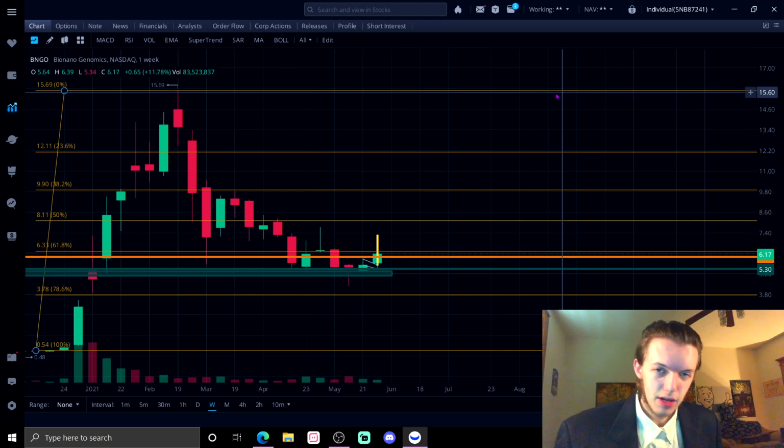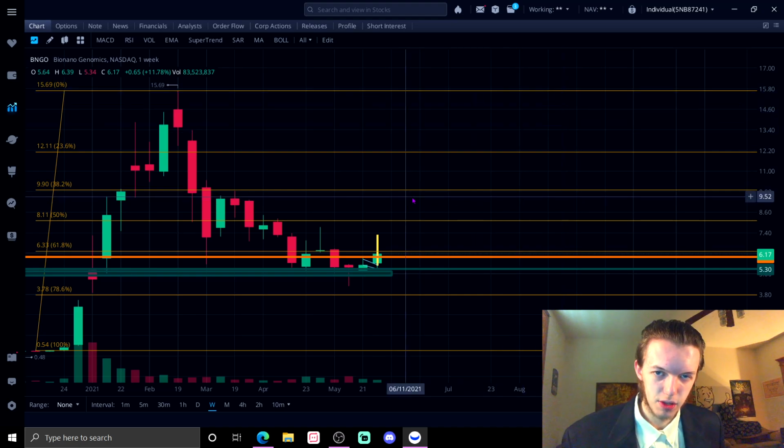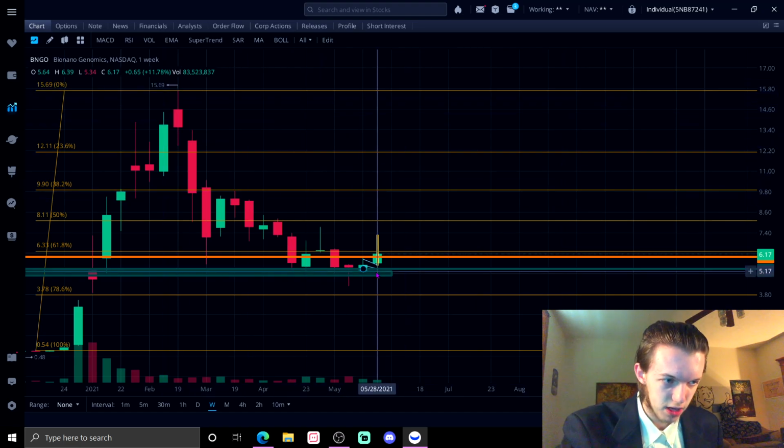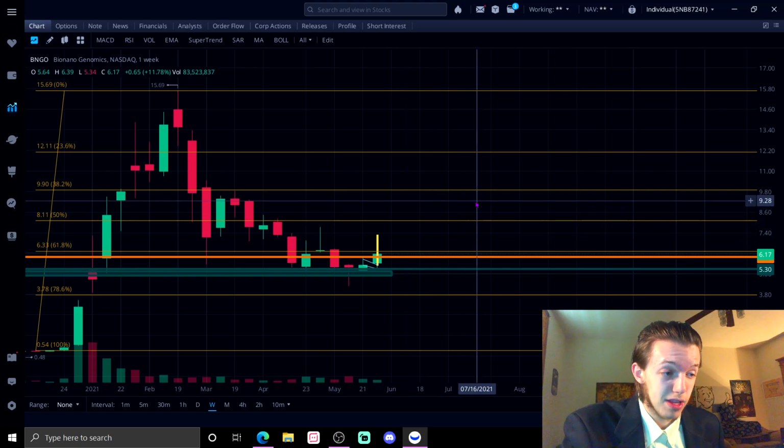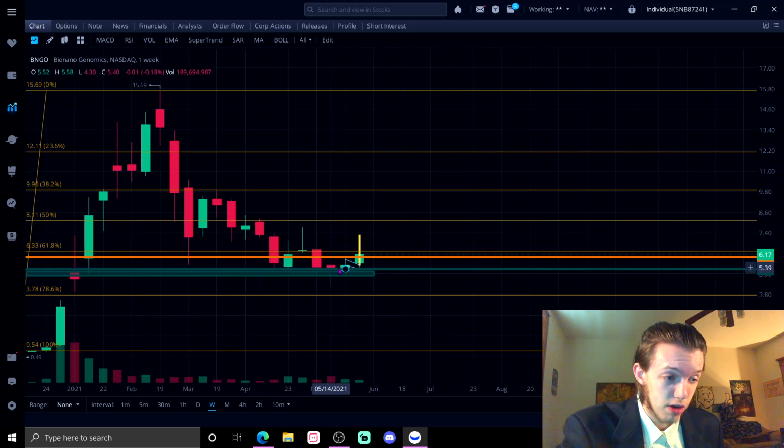Right now, this is only the first half of a cup. This is actually only the first third, essentially, of the whole pattern, because you need the first half of the cup, the second half, then you need the handle, and then you need the breakout. But it still looks like a really nice cup, though. It still looks like the start of a really good cup.